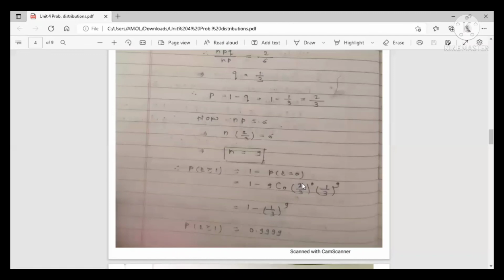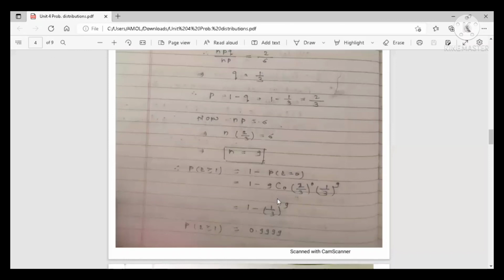p raised to r. What is p here? p is here 2 by 3. 2 by 3 raised to r. What is r? r is here 0 because the success is 0. q raised to n minus r. q is here, the value of q is 1 by 3. That's n minus r. n is 9 and r is 0. So 9 minus 0, 9.